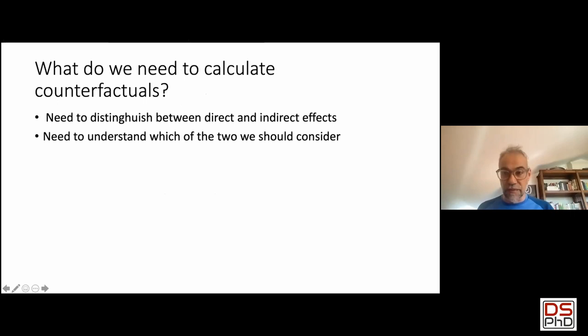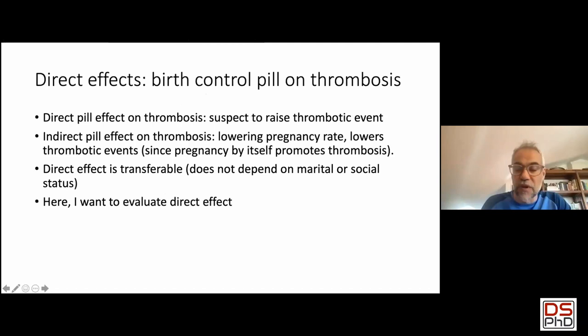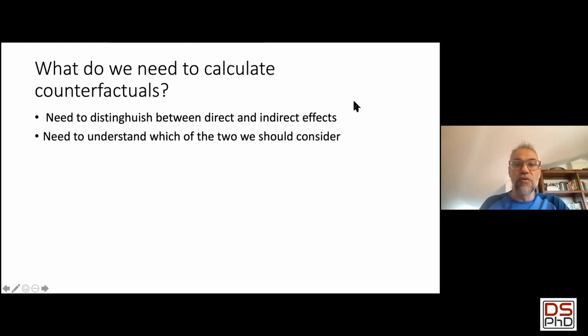and of mathematical language. So what do we need to calculate counterfactuals? We need mainly two ingredients, two abilities. We need to distinguish between direct and indirect effects, and we need to understand which of the two we should actually consider, because this may be not so trivial as we think.